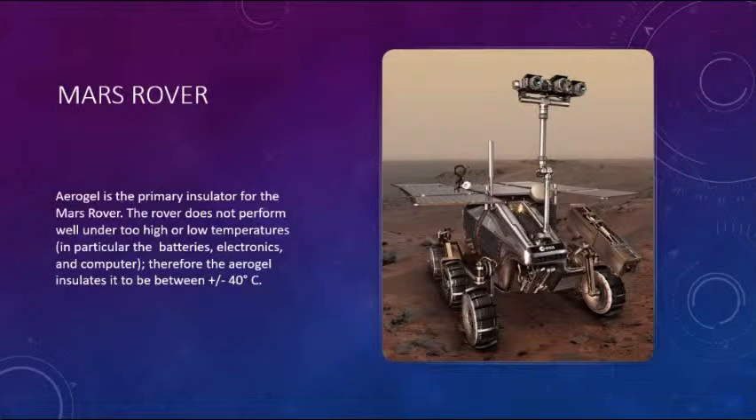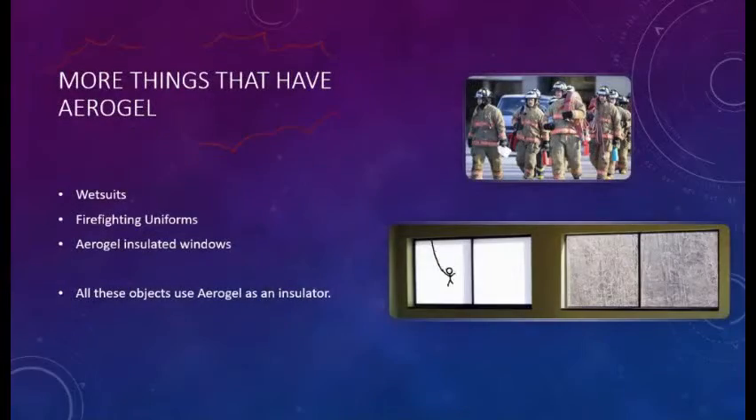One of the most cutting-edge uses of aerogel is that it is the primary insulator for the Mars rover. The Mars rover's electronics do not perform well under extreme weather conditions. Therefore, the aerogel is used to keep it at plus or minus 40 degrees Celsius. Many objects today use aerogel as an insulator. Some of the most common objects include wetsuits, firefighting uniforms, and aerogel-insulated windows.